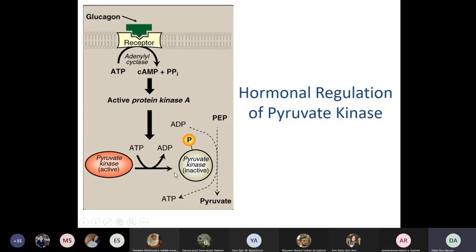Once this pyruvate kinase is phosphorylated, it becomes inactive. So this would inactivate or inhibit the conversion of phosphoenolpyruvate to pyruvate, meaning inhibition of glycolysis. This enzyme, when it is phosphorylated, is inactive. Once it's dephosphorylated it becomes active, and that is the case with insulin. When insulin is at high concentration there would be no binding, so the whole pathway is inhibited. There would be no phosphorylation of pyruvate kinase, so it becomes active and continues the last step of glycolysis.